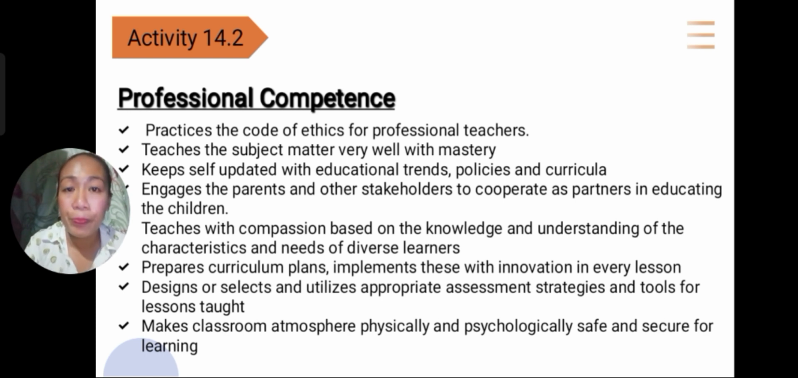So here are the professional competences of my resource teacher. First, she practices and possesses the code of ethics for professional teachers. Second, she teaches the subject matter very well with mastery. Next, she keeps herself updated with educational trends, policies, and curricula. Next, she engages the parents and other stakeholders to cooperate as partners in educating the children. Next, she teaches with compassion based on the knowledge and understanding of the characteristics and needs of diverse learners. Next, she prepares curriculum plans, implements them with innovation in every lesson, and designs or selects and utilizes appropriate assessment strategies and tools for the lessons taught. And the last is she makes the classroom atmosphere physically and psychologically safe and secure for learning.